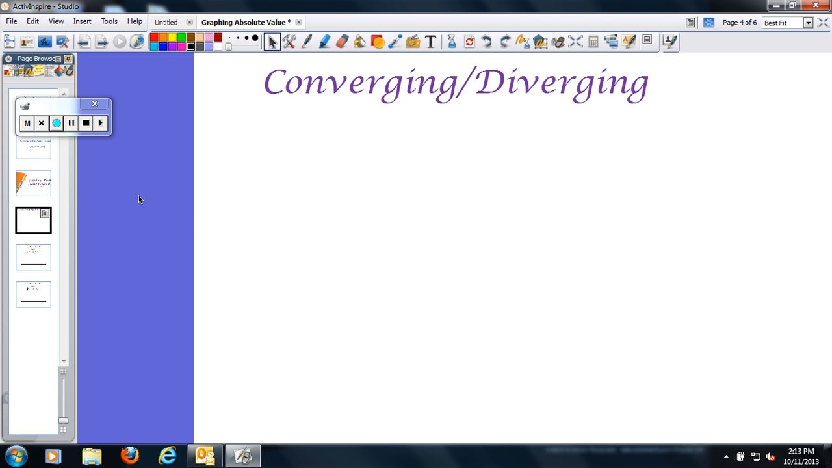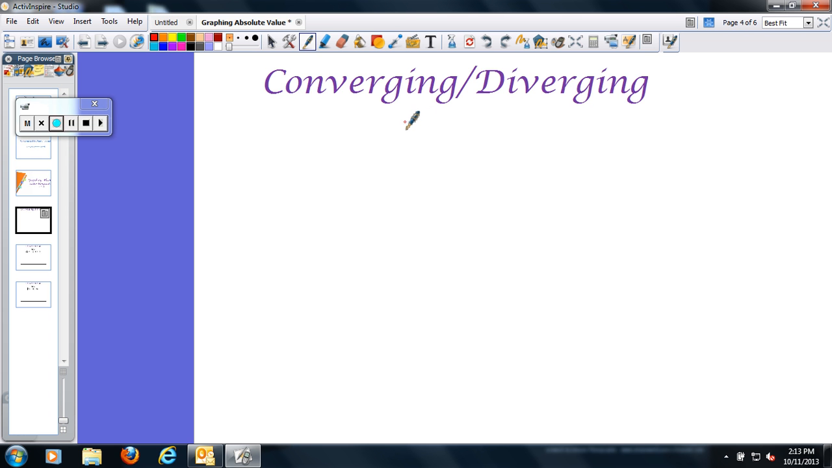I'm looking for you guys to have this in your notes, and you need to have the definition of the word converging and the definition of the word diverging in your notes for Monday. I'm not going to give you the actual definition. I'm going to let you look that up. But what I will tell you is if you think of traffic as converging, it's coming together.